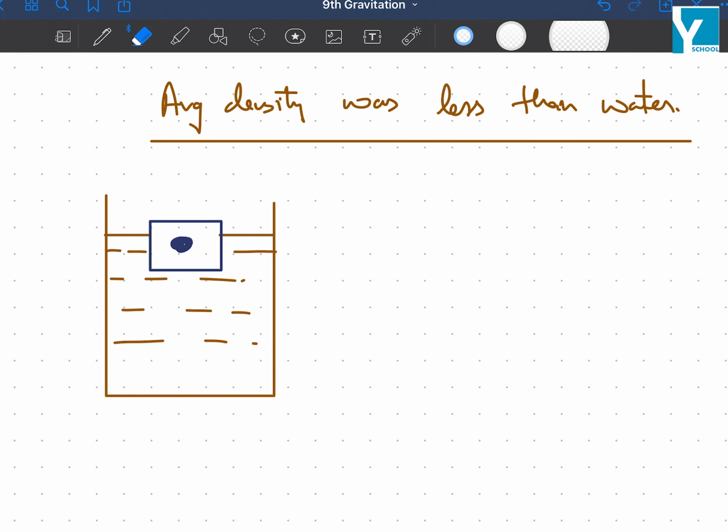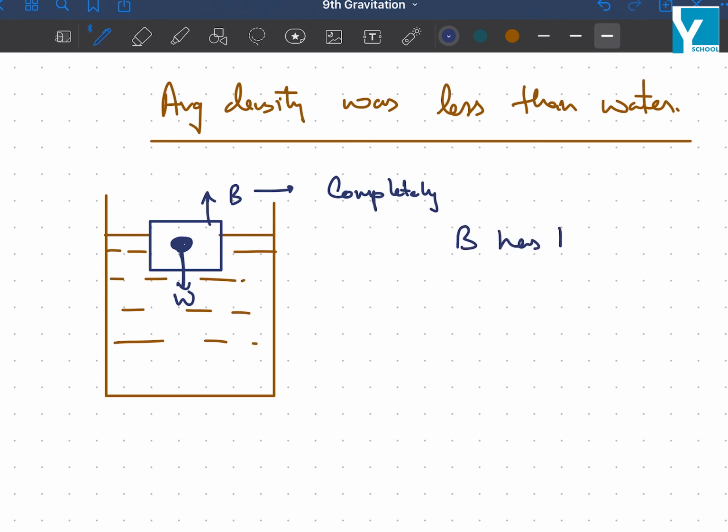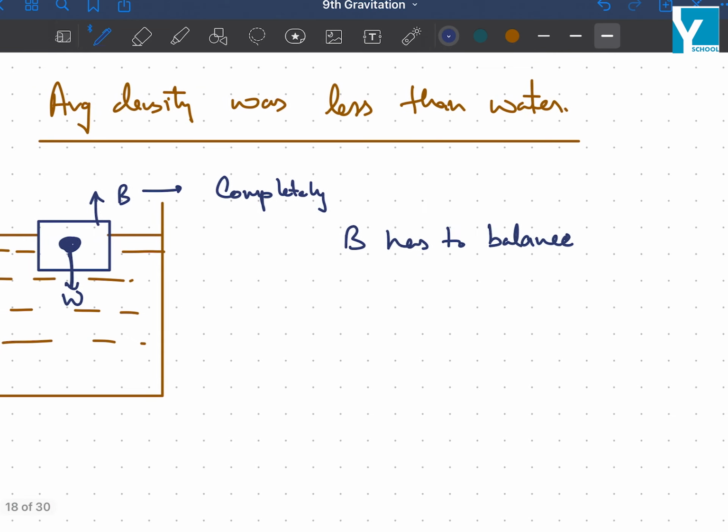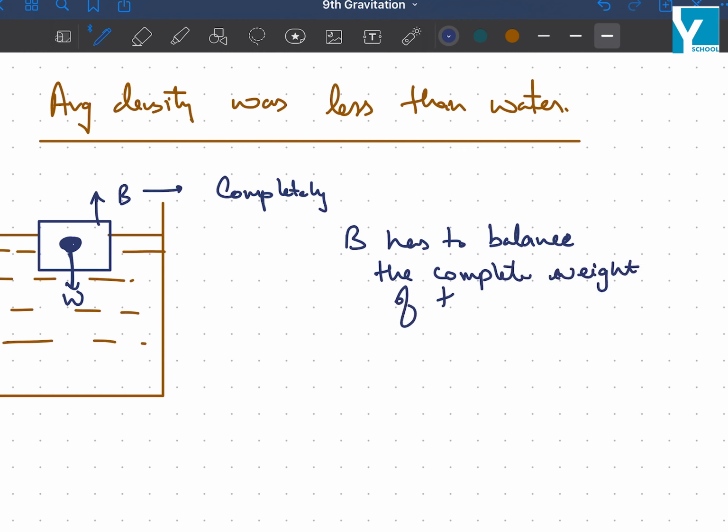All right. So at this moment, the weight of the stone is being balanced by buoyant force completely. So that is an important point right now. Buoyant force has to balance the complete weight of the stone.